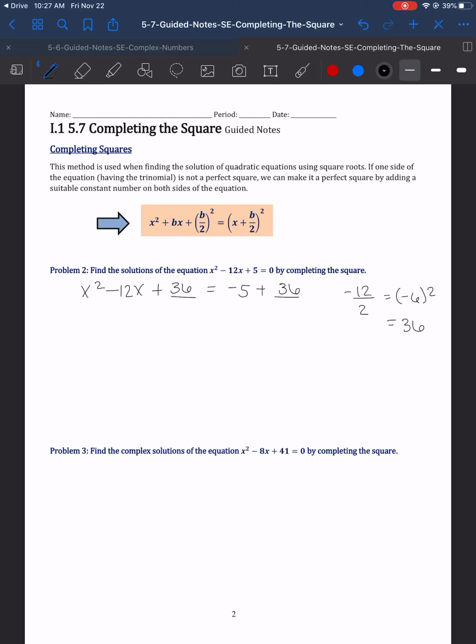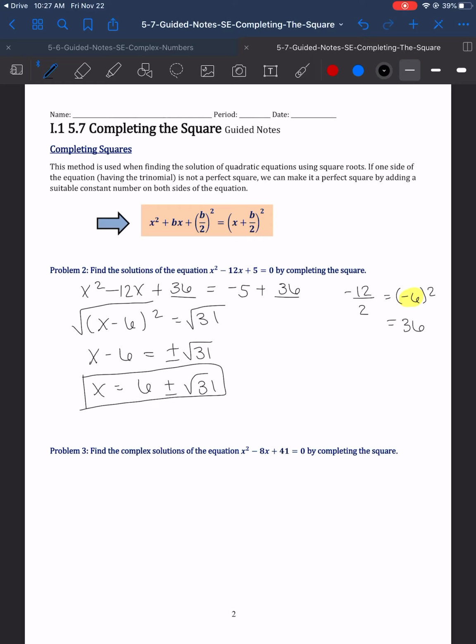So when I factor this thing on the left side, I'm going to use that right there. That number will always be the number that goes in the parentheses. And then negative 5 plus 36 is positive 31. So now I am going to square root both sides. I'm going to have x minus 6 equals plus or minus the square root of 31, which does not simplify, so it just stays as the square root of 31. And then I'm going to add 6 to both sides. So x equals 6 plus or minus the square root of 31. And you don't need to give me the decimal approximation, that is fine.